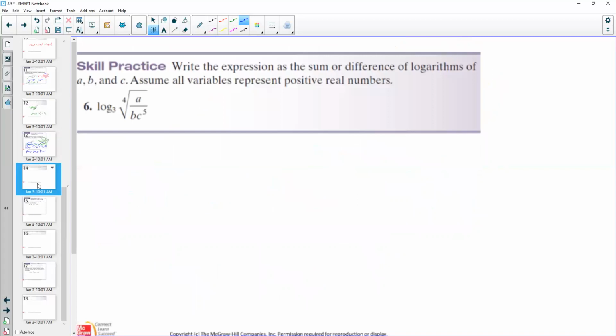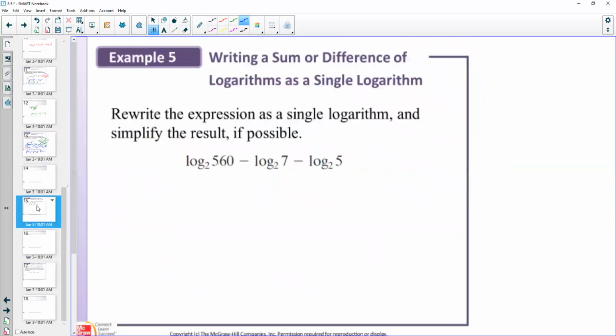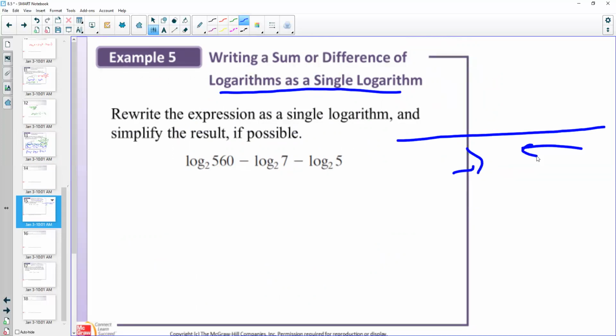This is another one for you to try. Works just the same. If you need help, come into the discussion. That's why we're here. All right, I want to write this one as a single log. So what I want to do is go the other direction. Instead of expanding, I want to contract to the middle. The way I know this is okay is these are all log base 2. Since they are all log base 2, that's a good thing for me.